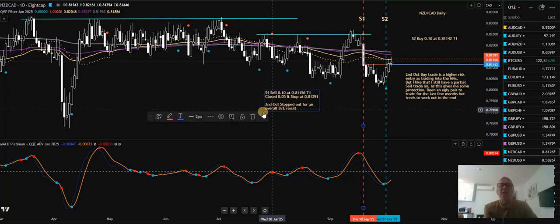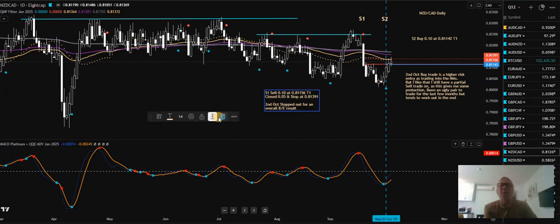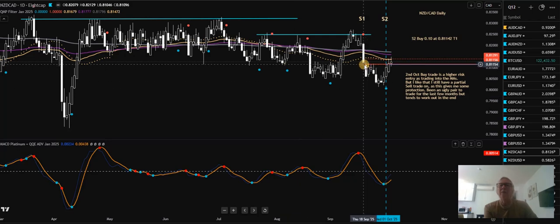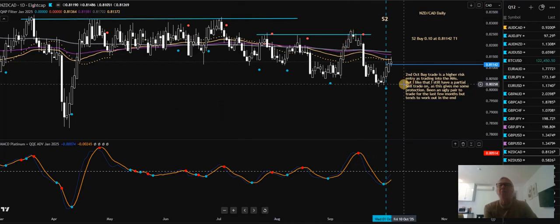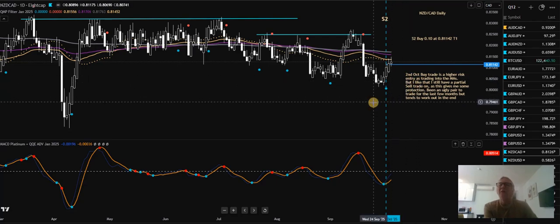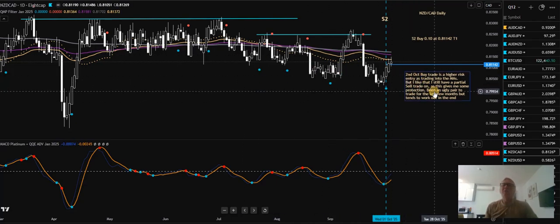So we're out of that. So it's not too bad. Let's get rid of this. So that's gone. So all we've got is this buy trade from the 2nd of October. Slightly higher risk trade, but at the time I had a hedge sell trade on. But as I said, it's been an ugly pair to trade for a while now.